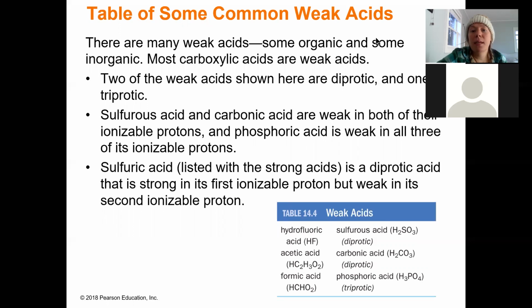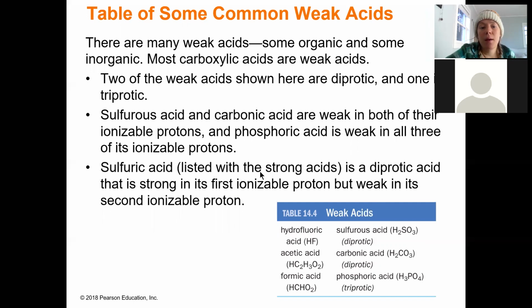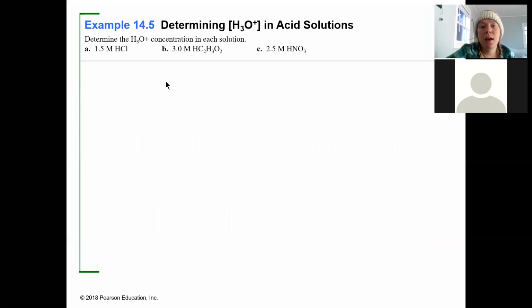There are many weak acids. Some of them are organic and some are inorganic. Most carboxylic acids are weak acids. Again, that's getting a little bit into the organic realm. But in general, if you have a strong acid and you dissociate it, you can always assume that whatever the concentration of the molecular acid is, that is the concentration of the H plus or the H3O plus.